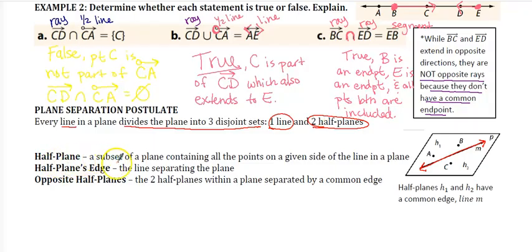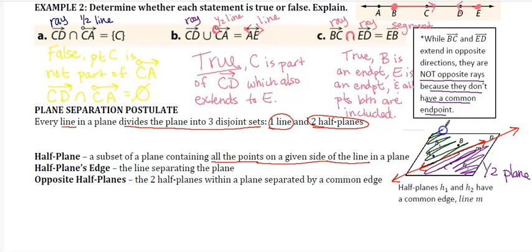So a half plane is a subset of a plane containing all the points, so it's all the points on a given side of the line. So if I extend this on up here so I can really cut my plane in half. Remember, my line is one section, one of my disjoint sets, and then I'm going to have this as a half plane, to the bottom of the line, and then this piece over here is another half plane. So a line cut my plane into three parts, the line itself and what's on each side of the line.